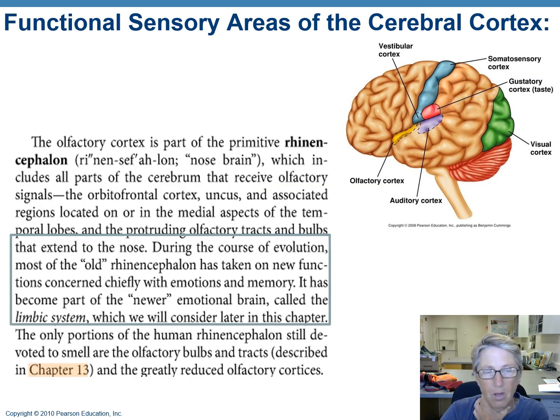And then this is just kind of interesting. During the course of evolution, most of the old rhinencephalon, which is now our olfactory cortex, is involved with olfaction and detecting smells, but it's also part of our emotions and memory. And I like this because that makes sense. Obviously, everyone's had the experience where you smell something and it evokes a strong memory.